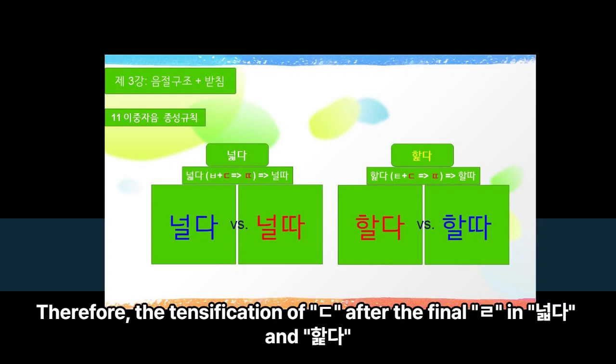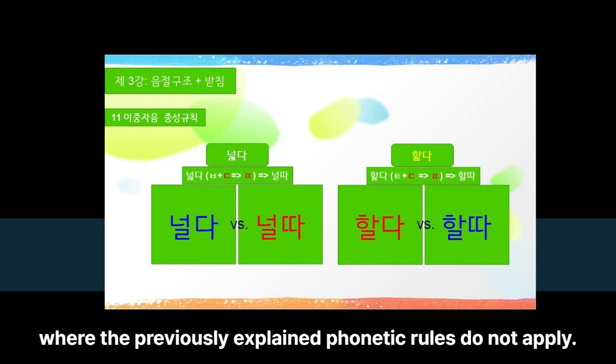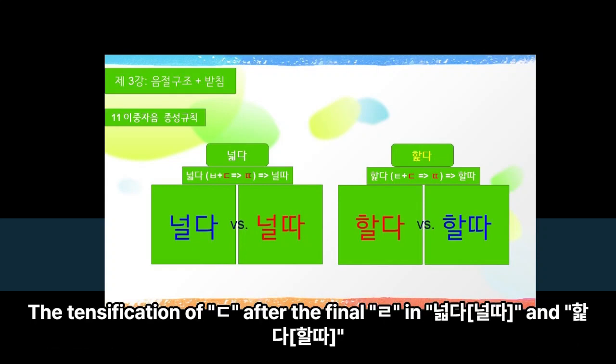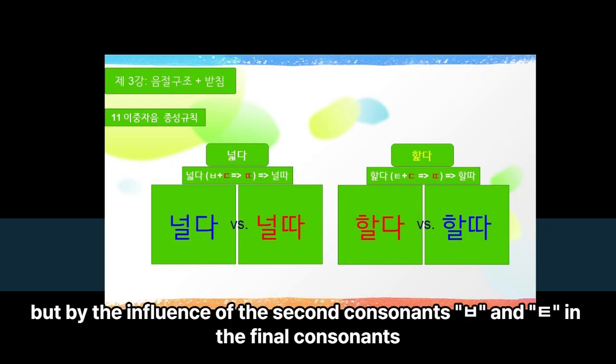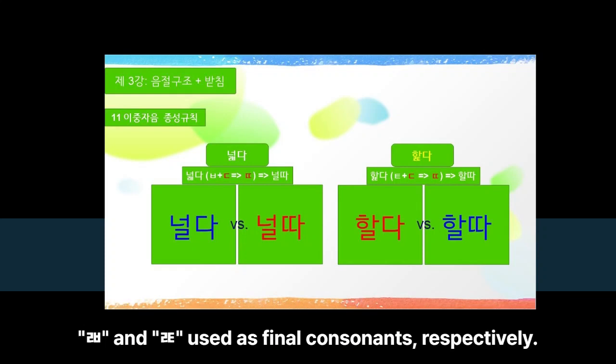Therefore, the tensification of digut after the final ryul in nolta and halta occurs in an environment where the previously explained phonetic rules do not apply. The tensification of digut after the final ryul in nolta and halta is explained not by the influence of the representative final consonant ryul, but by the influence of the second consonants biup and tiut in the final consonants ryul biup and ryul tiut used as final consonants, respectively.